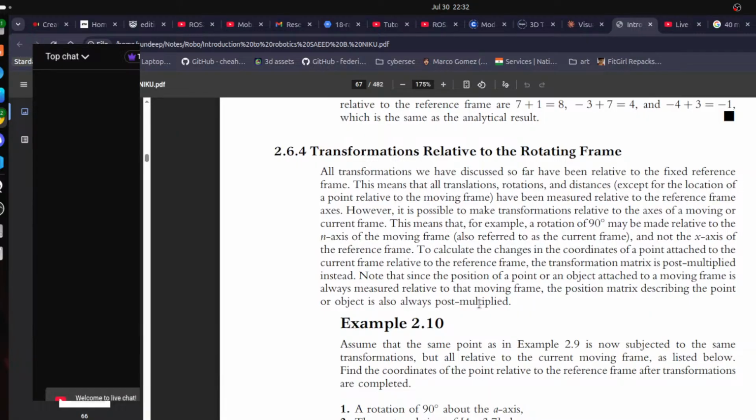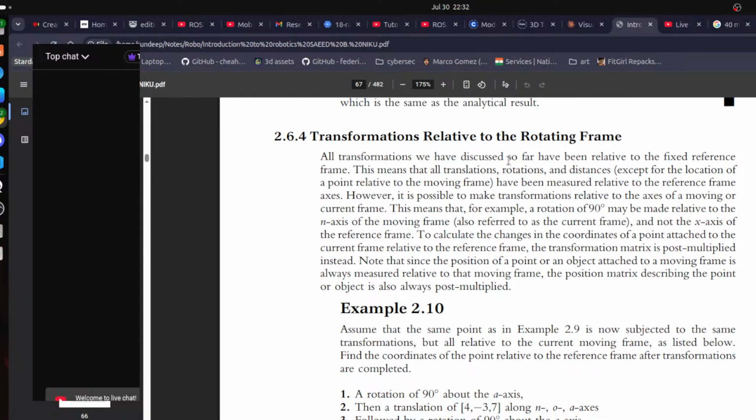Transformation relative to a rotating frame. Transformations have a measure related to the reference frame. However, it is possible to make transformations related to the axis of the moving or current frame. This means rotating a frame about its own axis.